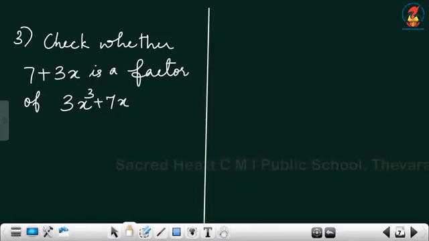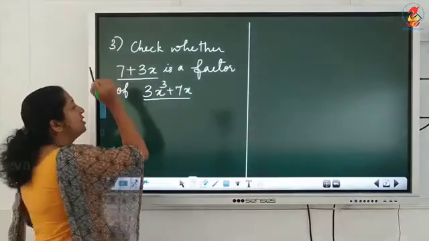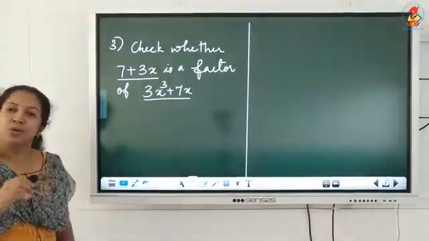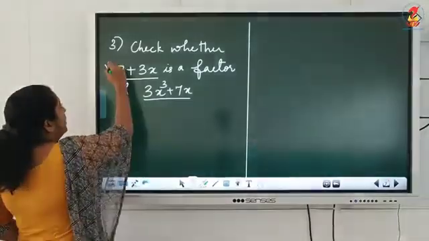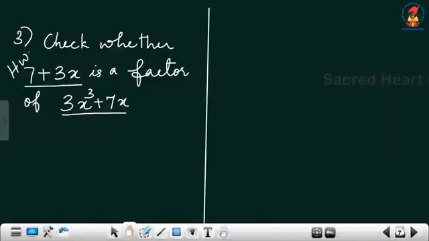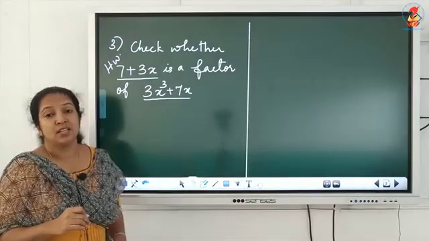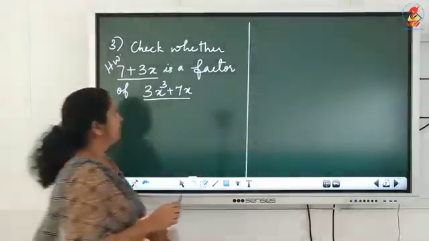Third question. Check whether 7 plus 3x is a factor of 3x cube plus 7x. We have already done similar, but what I want to explain is 7 plus 3x is a factor of this, or in other words, this is a multiple of 7 plus 3x. So what you have to check is whether the remainder is equal to 0, which you can do as homework. If the remainder is 0, we can say 7 plus 3x is a factor of 3x cube plus 7x.